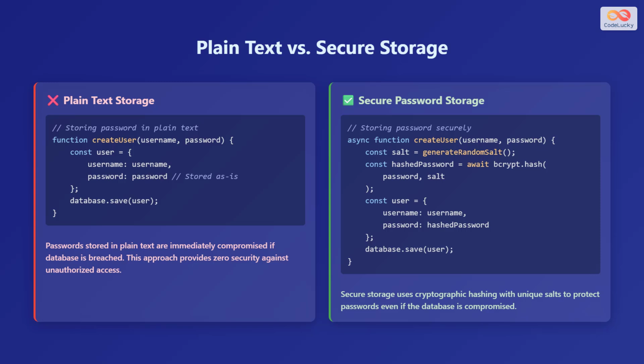Now let's look at the good practice. The code shows how a password can be stored securely. Before saving the password to the database, a unique random salt is generated. Then the password and the salt are passed to a cryptographic hash function. This hash function generates a hashed password, which is then stored in the database alongside the salt. This way, if the database is compromised, the attacker will not be able to directly read the user's passwords. Secure storage uses cryptographic hashing with unique salts to protect passwords, even if the database is compromised.